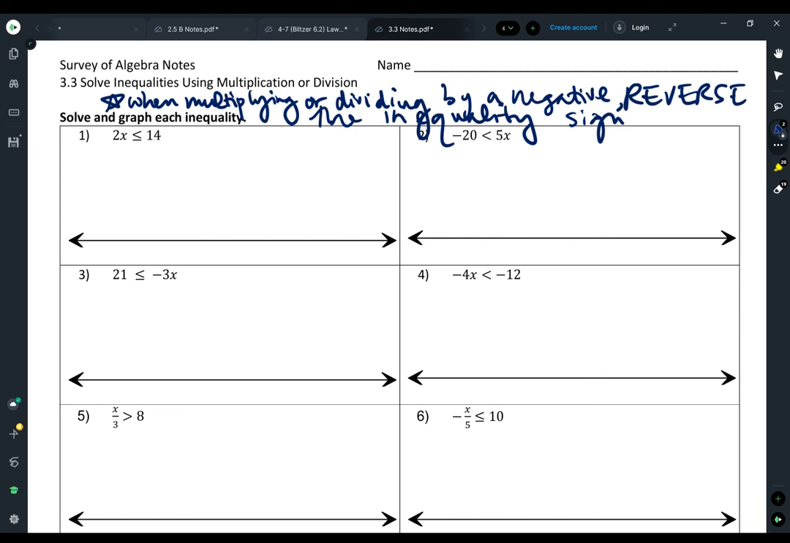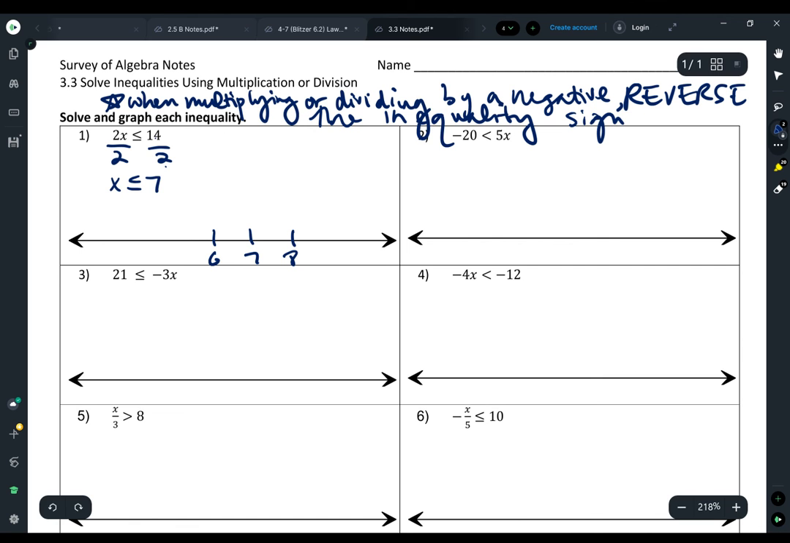So number one, I have a 2x. I am dividing both sides by +2 because I am dividing by a positive number. This one's easy. 2 divided by 2 is a 1. I have a 1x left, or x by itself, less than or equal to, and then 14 divided by 2 is 7. So because I divided by a +2, I could just bring down my less than or equal to sign, and there was nothing special to do.